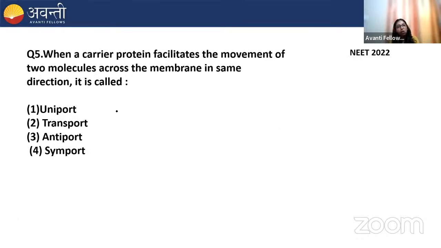Moving to next: when a carrier protein facilitates the movement of two molecules across the membrane in the same direction, it is called. It's a very easy question, beta. They're talking about the same direction. What do you think? What will be the correct option? Number 1 says uniport, option 2 says transport, option 3 says antiport, and option 4 says symport.